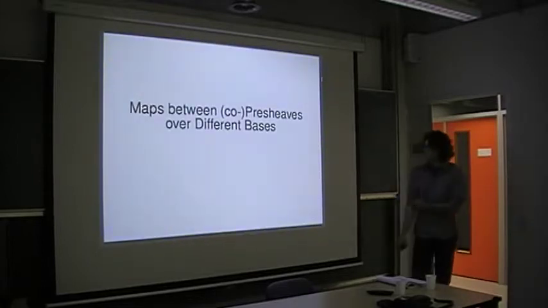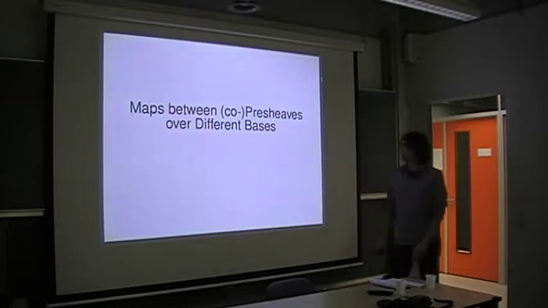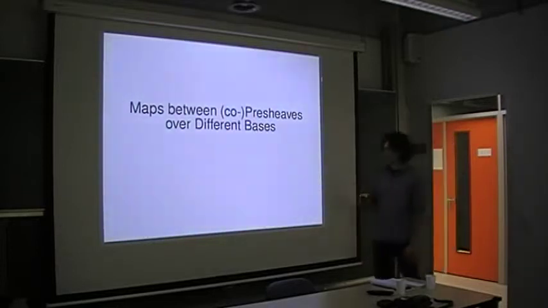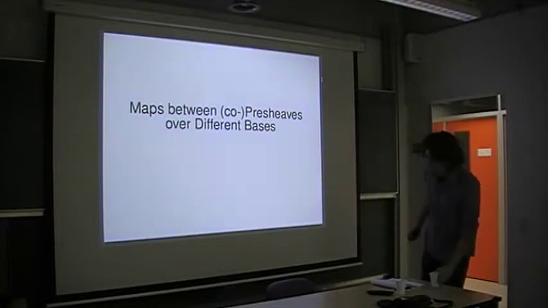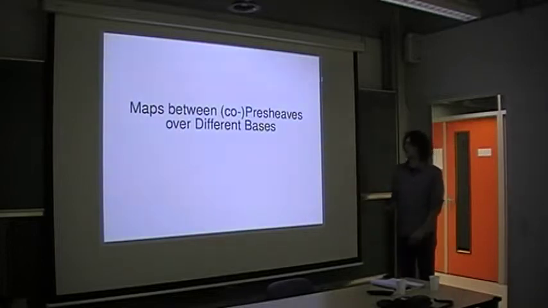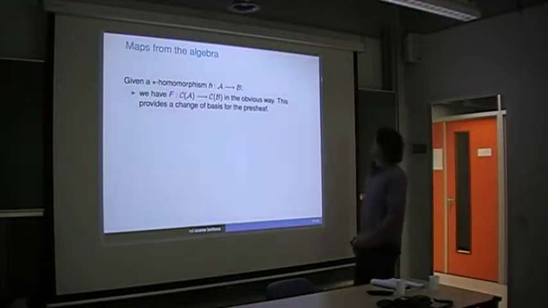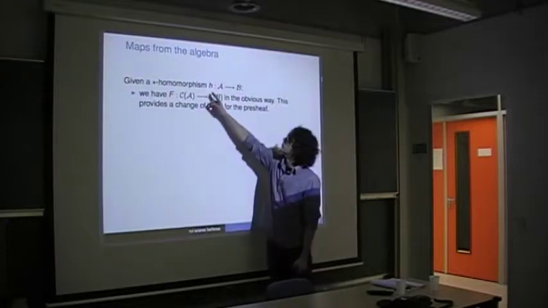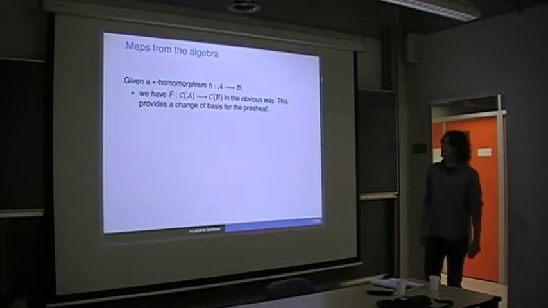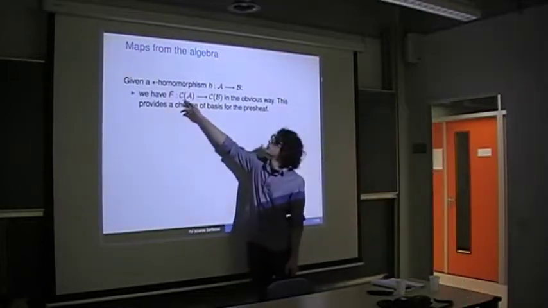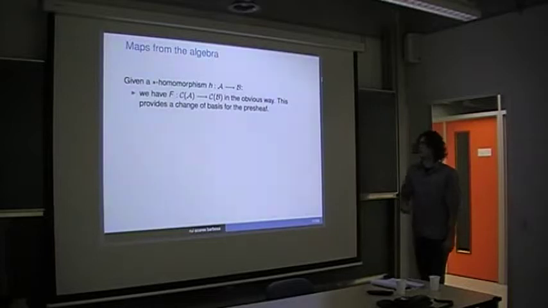Right, so we just move to this last part of the talk where we mention how to map between presheaves or co-presheaves of a different basis, and some very simple remarks on how these things are dual to each other. So what we want is to start from a star homomorphism between two C-star algebras A and B. If we do that, it's obvious that we can get a map from the commutative subalgebras of A to the commutative subalgebras of B. And this is going to be our map that changes the basis.